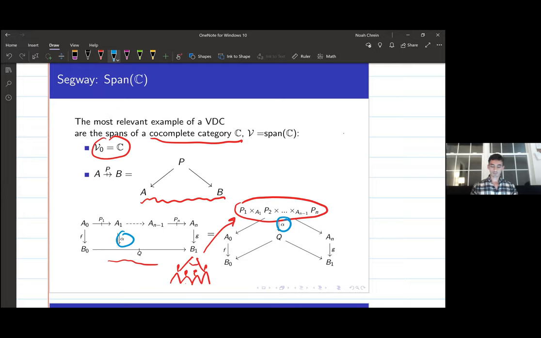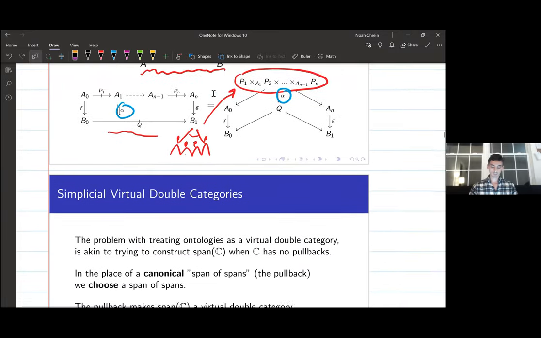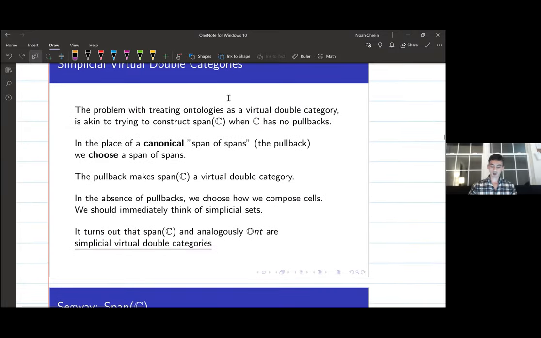Okay, so the problems with ontologies are like: what happens if you remove this co-completeness? What does span C become when we have no pullbacks? In place of a canonical span of spans, which would be the pullback, we're going to choose a span of spans. And this choice is going to screw things up significantly. Namely, if we want to compose the cells, we actually have to choose how we compose the cells. So the key word here is choice.